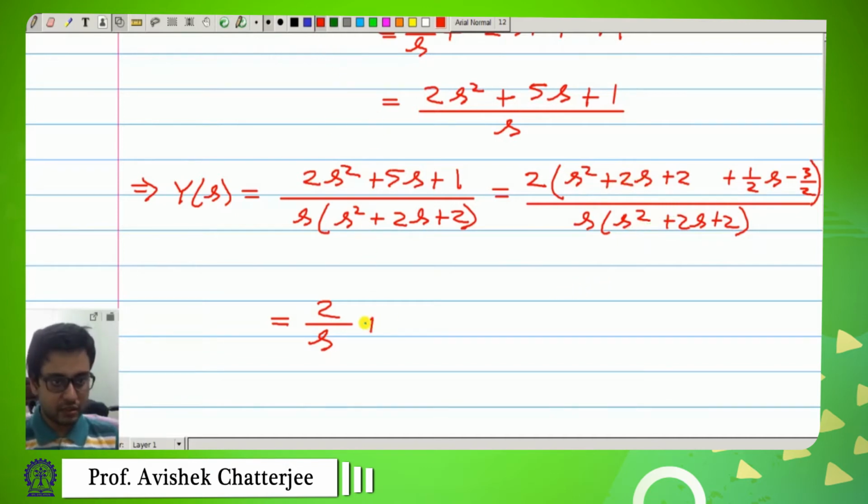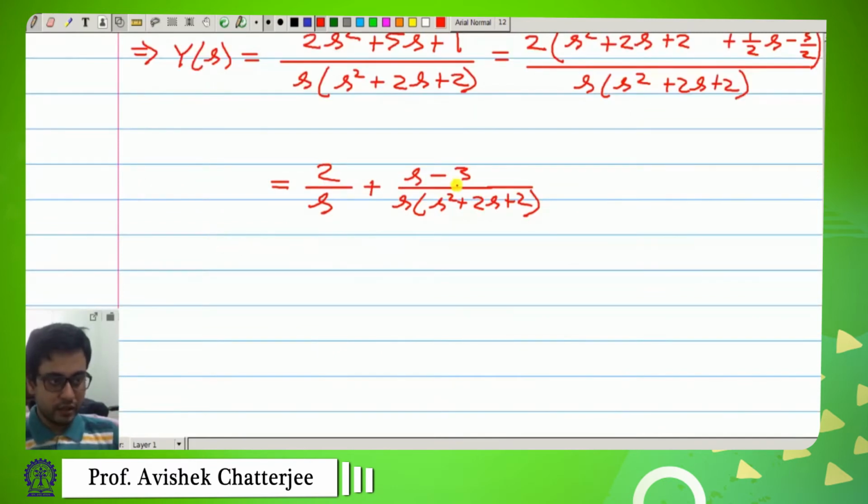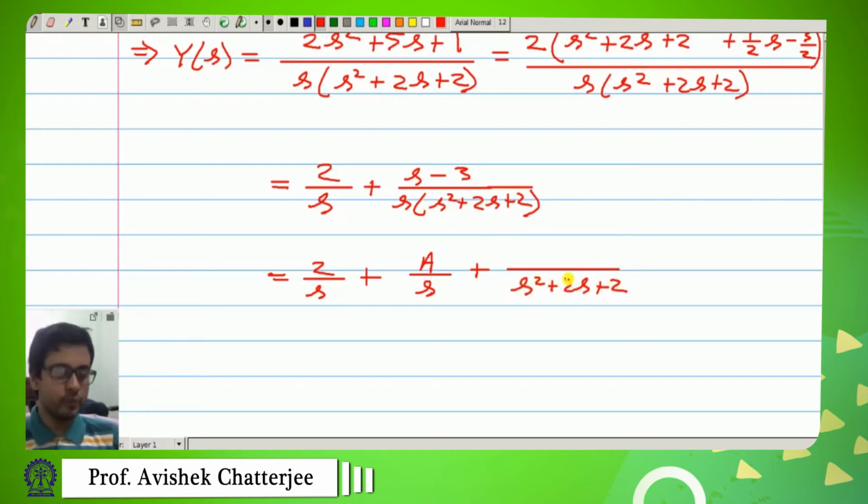Okay. Plus here we have (s minus 3) divided by s(s square plus 2s plus 2). Next, I will try to get a partial fraction for this second term. So I will write this as 2 by s plus something a divided by s plus something divided by this other factor s square plus 2s plus 2.